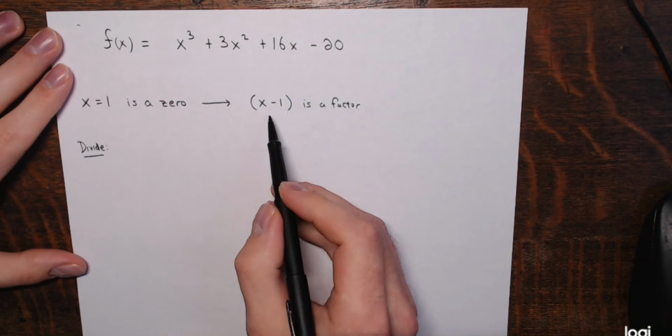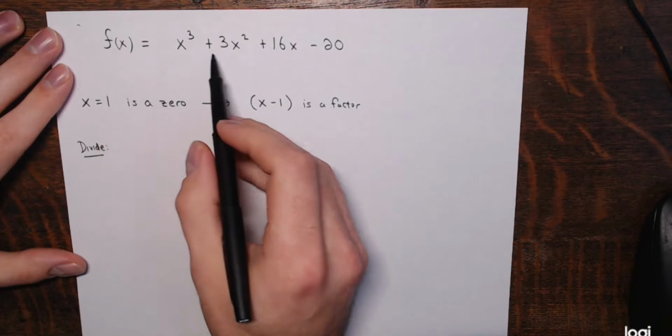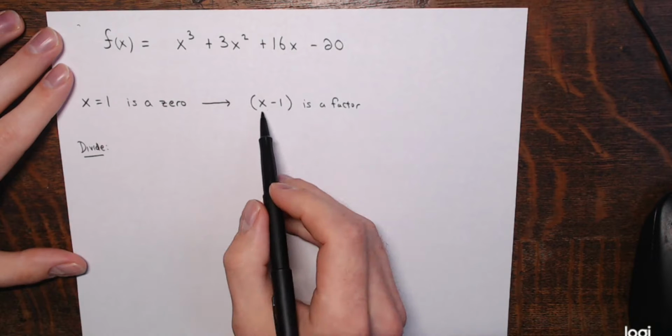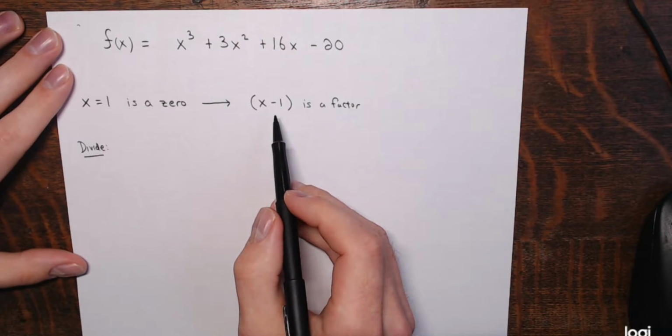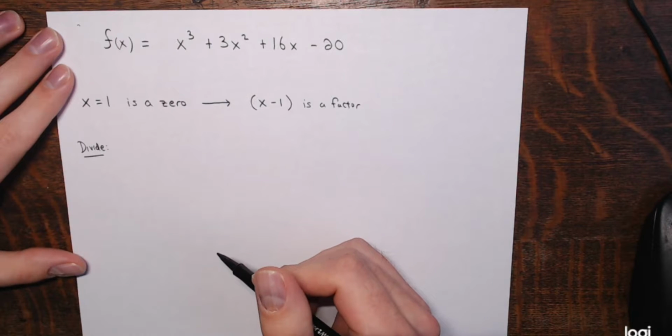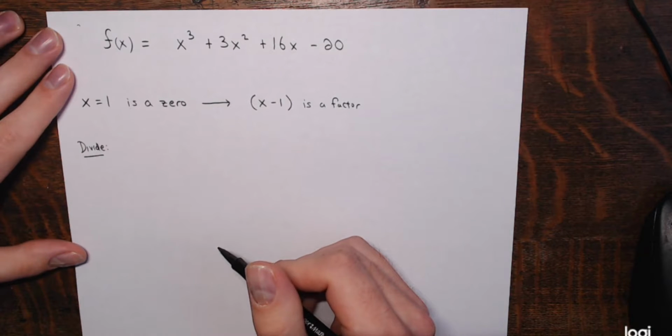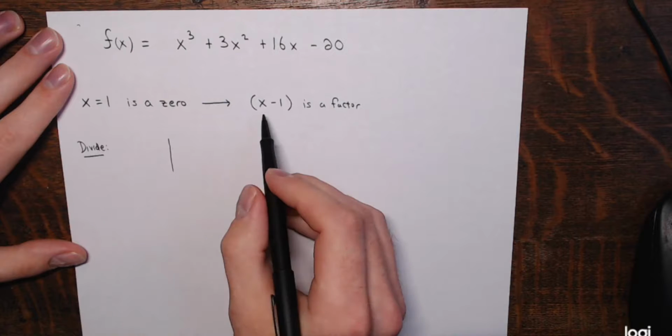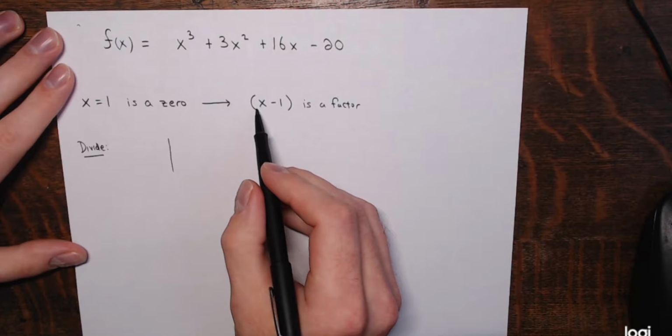Now, you can do long division. Take this degree 3 polynomial and divide by x minus 1. Then the remainder should be 0, if it's a factor, and the quotient will be your other factor. Or you can do synthetic division, right? This is a degree 1 with a lead coefficient of 1.